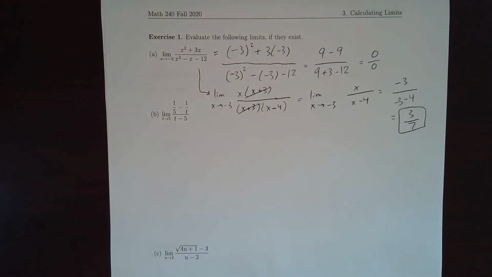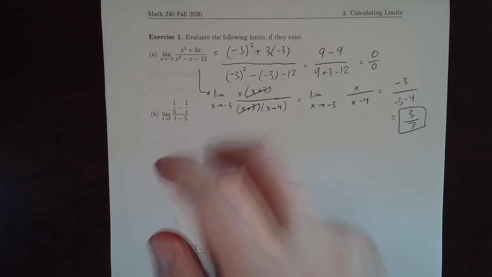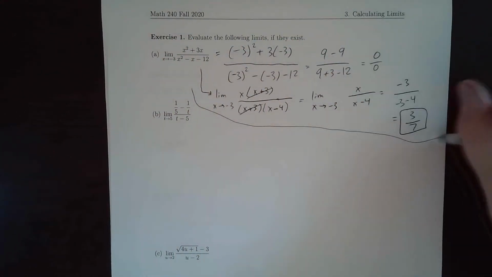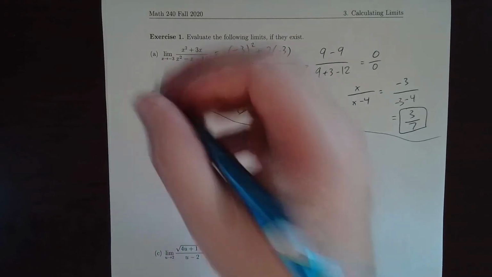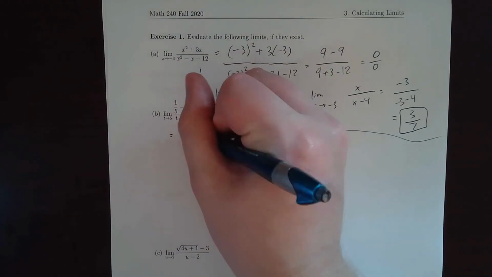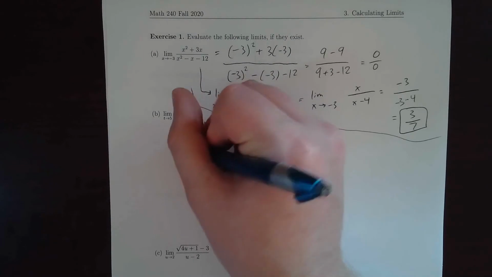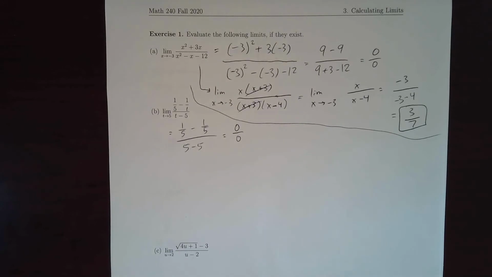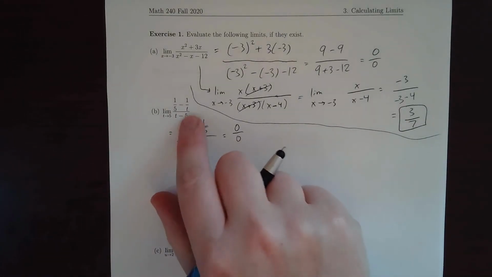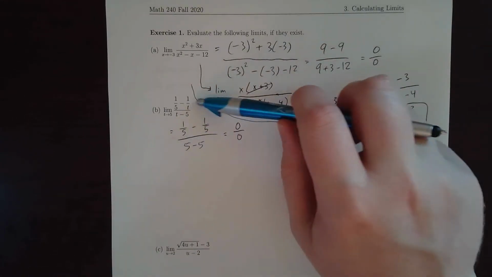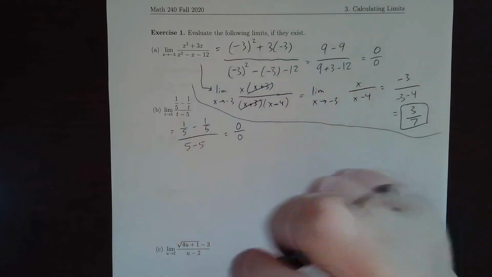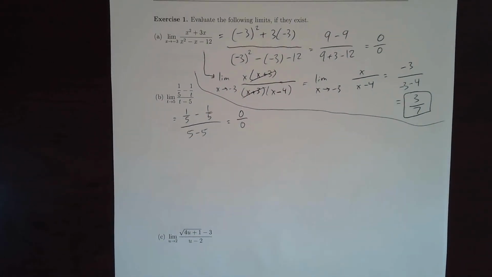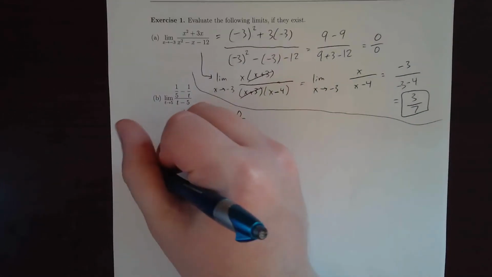All right, so 1 down. So let's go ahead and look at the next one. If we plug directly into this limit, we'll end up with 1/5 minus 1/5 over 5 minus 5, which is 0 over 0. And so again, we had talked about if we have weird fractions within our fractions, we want to find a common denominator for these two that we can multiply everything by to try to make some headway. So let's do that.